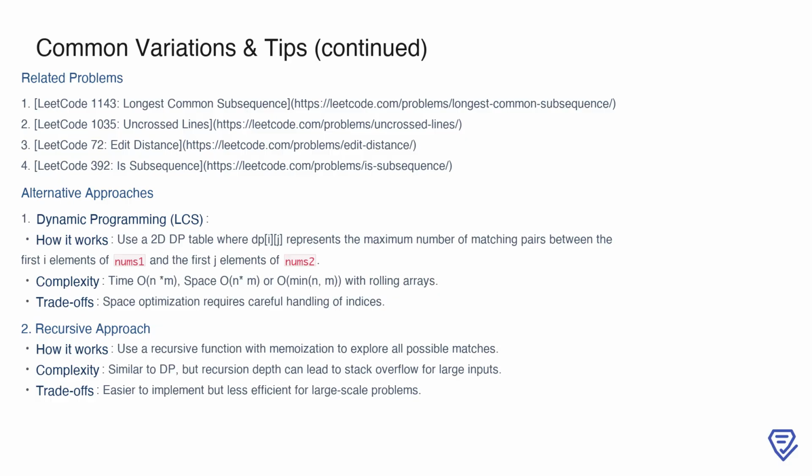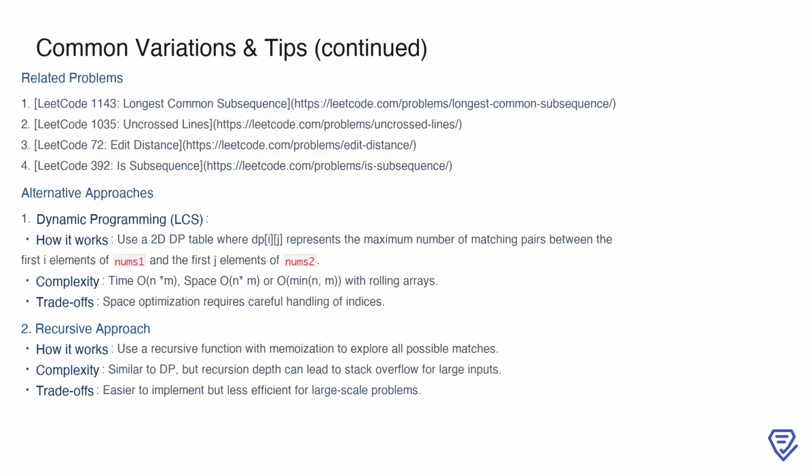Now, let's discuss alternative approaches. The dynamic programming method is the most reliable. By constructing a 2D DP table where each cell represents the maximum number of matches for specific prefixes of nums1 and nums2, you can systematically compute the result. Although the time complexity is O(n*m), space optimization techniques, such as rolling arrays, can reduce the space complexity to O(min(n, m)). This approach is efficient and robust, making it the preferred choice in most scenarios.